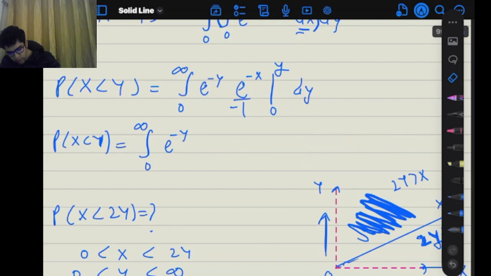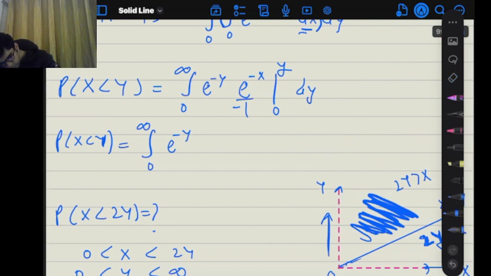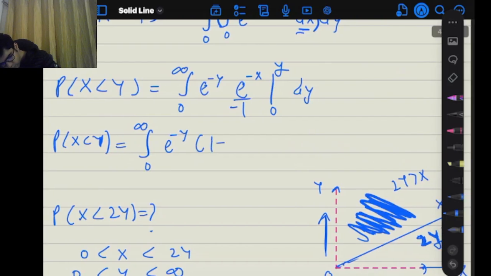So this becomes e to the power minus x minus 1, and my limits are from 0 to y, so this is e to the power minus y minus 1, or I can say 1 minus e to the power minus y, right? So if I just erase this, ultimately I'll be having e to the power minus y, and after integrating minus 1, and this becomes positive e to the power minus 2y.